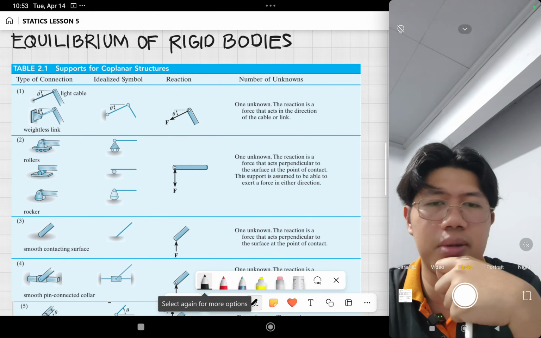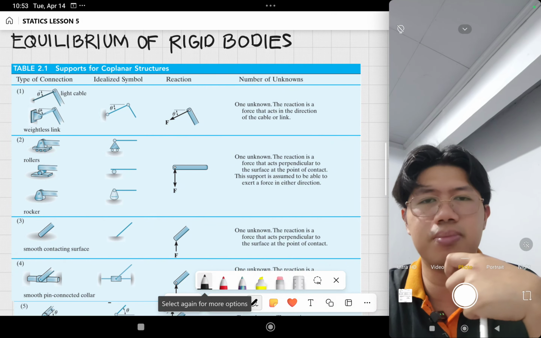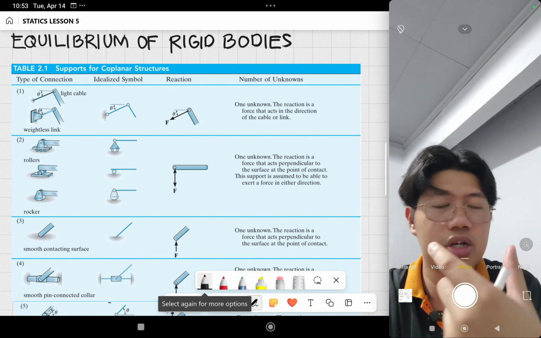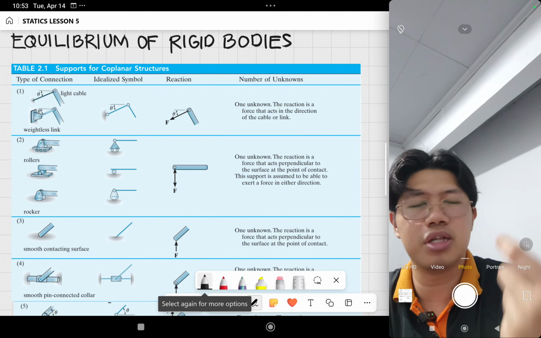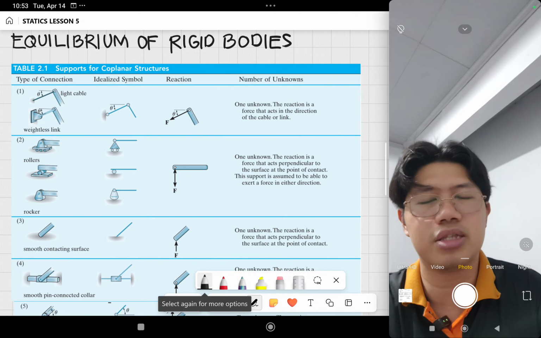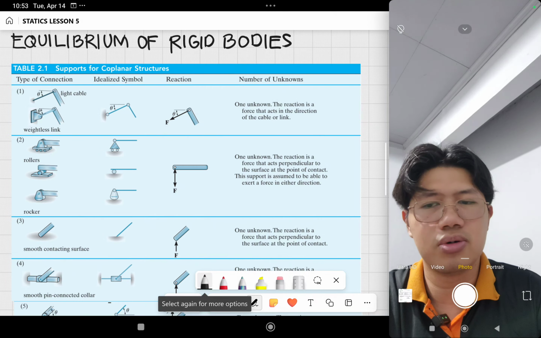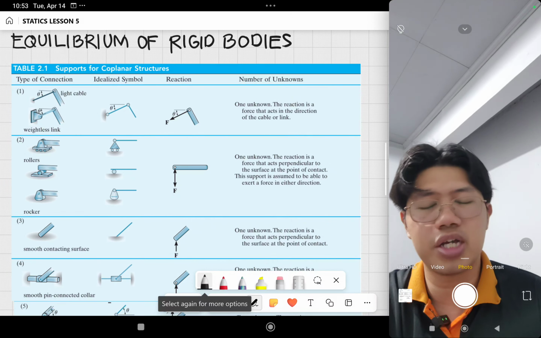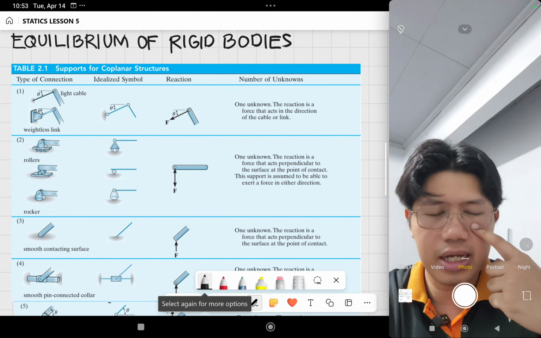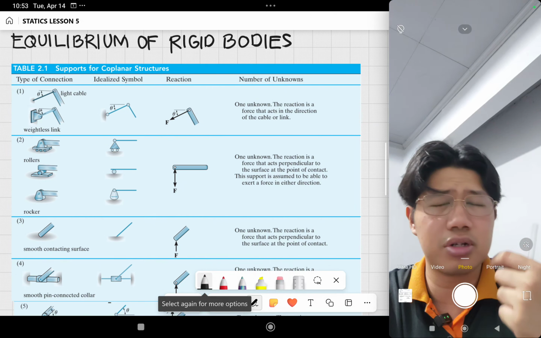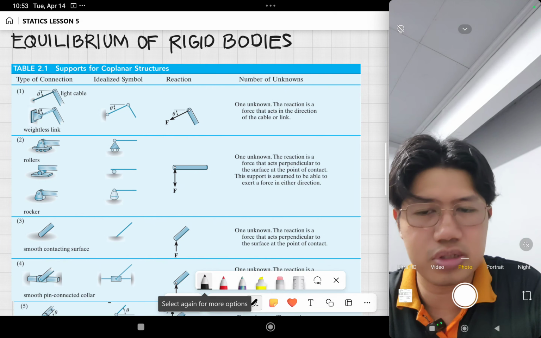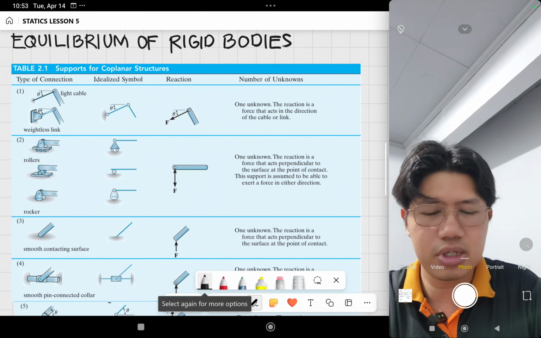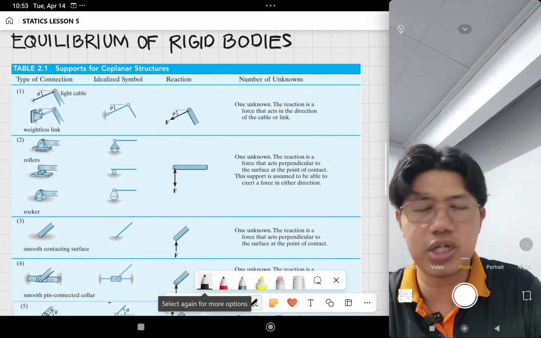Okay, so let's talk about equilibrium of rigid bodies. So we're talking about equilibrium, ibig sabihin we're dealing with bodies that are in the state of rest. So in order for a body to stay at rest or in the state of equilibrium, kinakailangan natin lagyan yung body na yon or yung structure na yon ng proper supports. Okay? So, we're giving them supports.